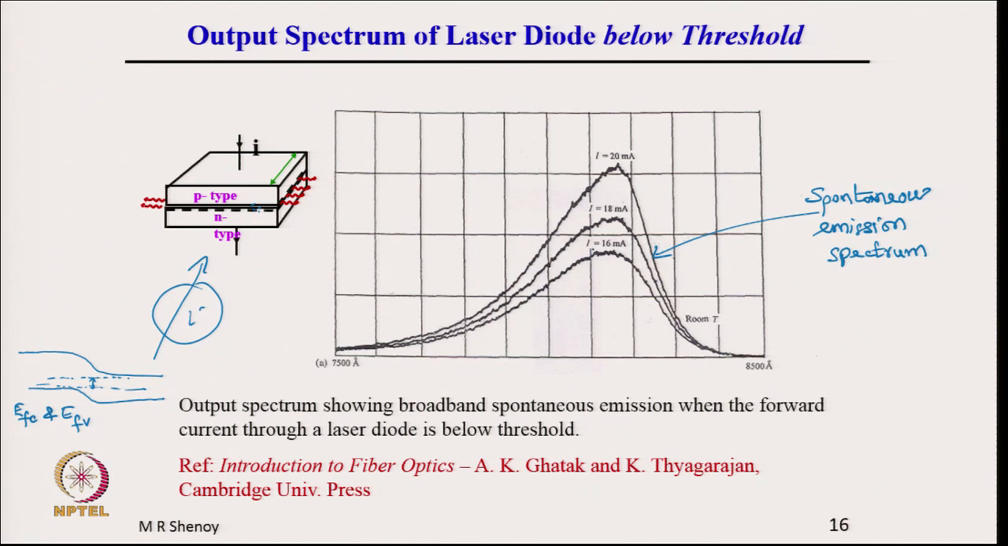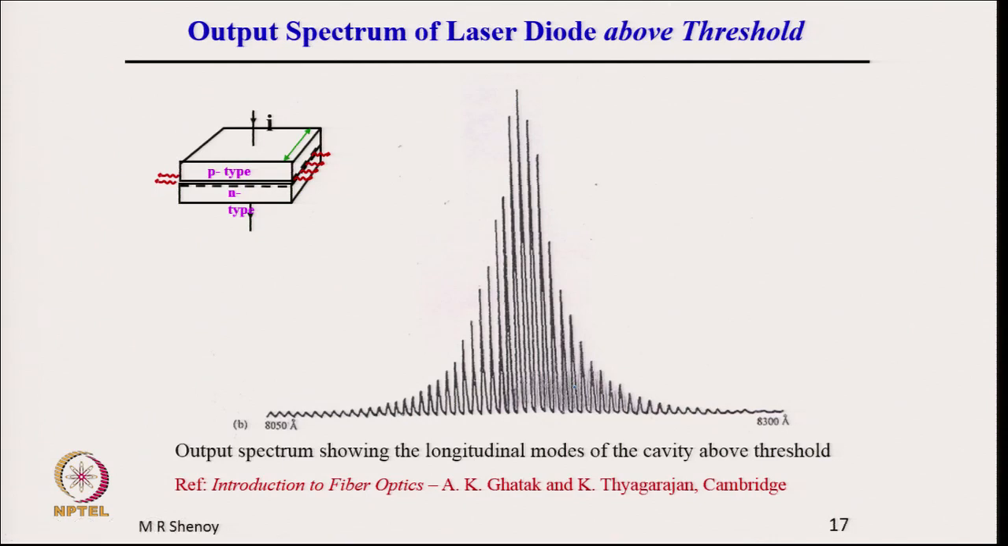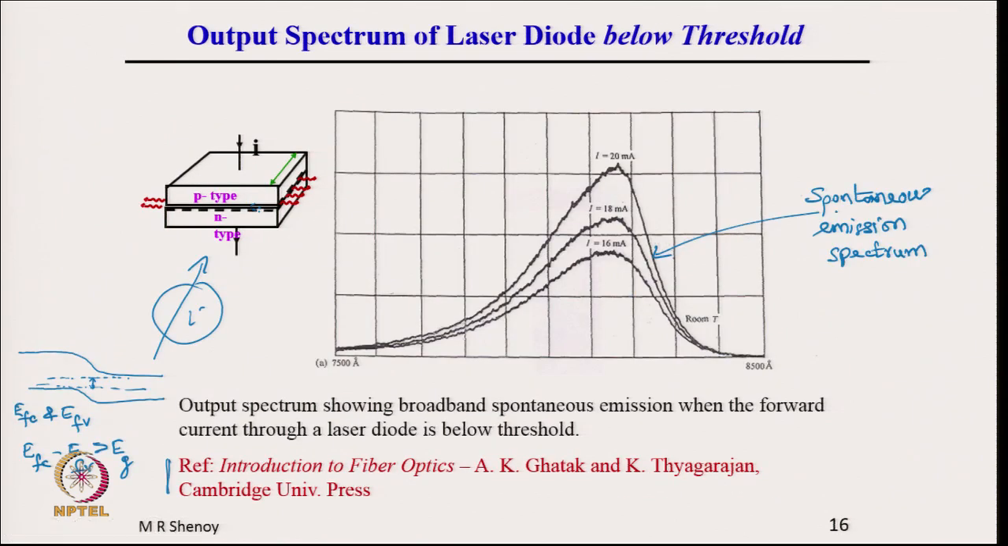As the current increases, you can see the current is continuously increasing. The separation EFC minus EFV increases, and right now the difference is less than EG. When EFC minus EFV becomes greater than EG, then we will see that it suddenly starts lasing, and you see the spectrum. I could have drawn this figure myself by hand, but I thought let me show you a figure. So, please see this for more details. When the current suddenly increases, you see the output changes to this form. The output spectrum now shows longitudinal modes of the cavity. Earlier what we saw here is a spontaneous emission spectrum. It is like the g(nu) spectrum, which is the spontaneous emission spectrum.